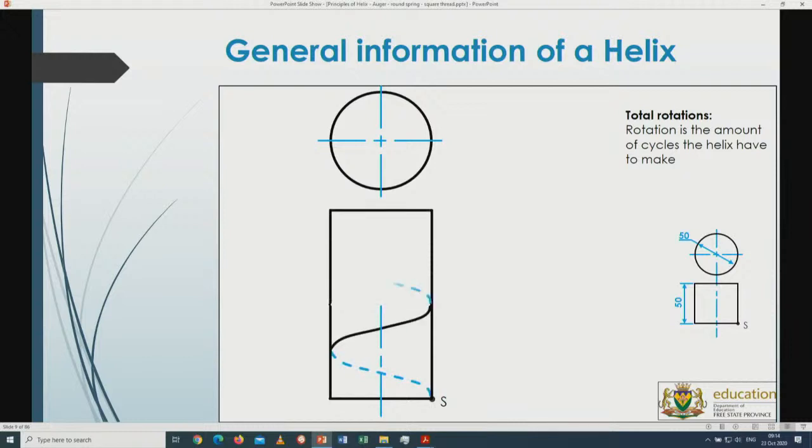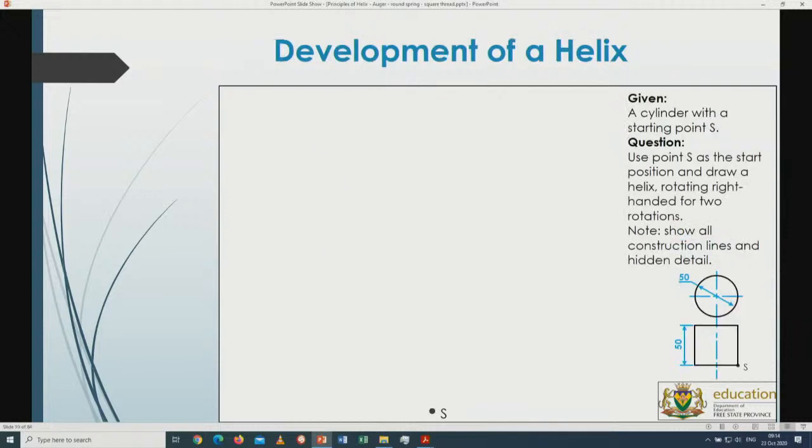What we have over here is now if there are 2 rotations. Remember the pitch is for 1 rotation, it's 50 millimeters. So if I have two rotations, it means it's going to be 50 plus another 50 millimeters upwards. That brings you up to a second rotation. All right, I will speak to you about the quickest way of doing a second rotation.